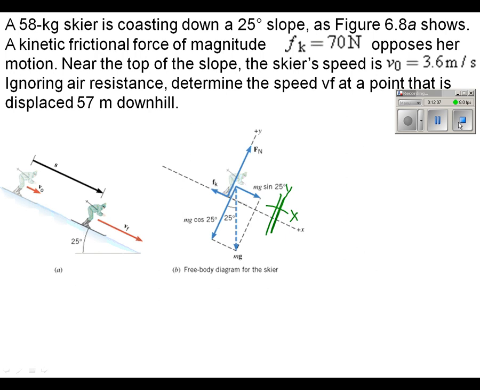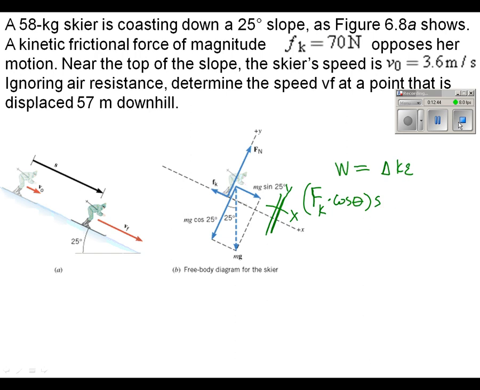So let's go ahead and take a look at our equation. Work equals the change in kinetic energy. And work is being done by two forces. So we have the work being done by the kinetic force and the work being done by mg sine 25. So let's write that out here. We have the kinetic force times cosine theta times the distance. Call that S for this problem.